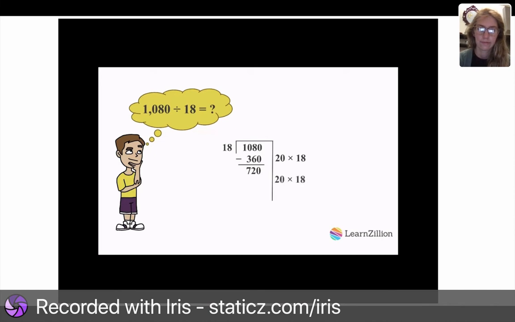Now he'll subtract another 20 groups of 18, which he already knows is 360. 720 minus 360 equals 360. Now Daniel knows if he subtracts another 20 groups of 18, that will equal 360, and he will have 0 remaining. The last thing Daniel does is add up the three partial quotients. 20 plus 20 plus 20 equals 60. So that means that 1080 divided by 18 equals 60.